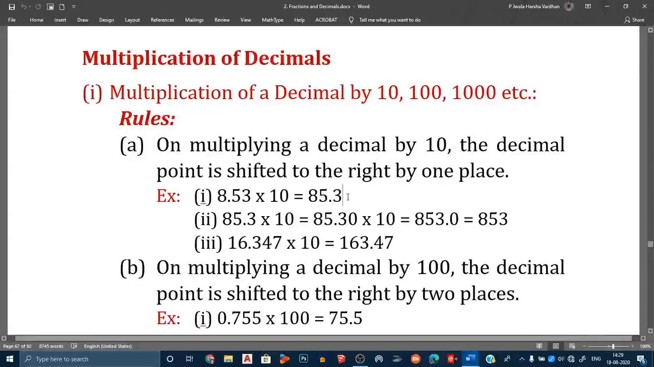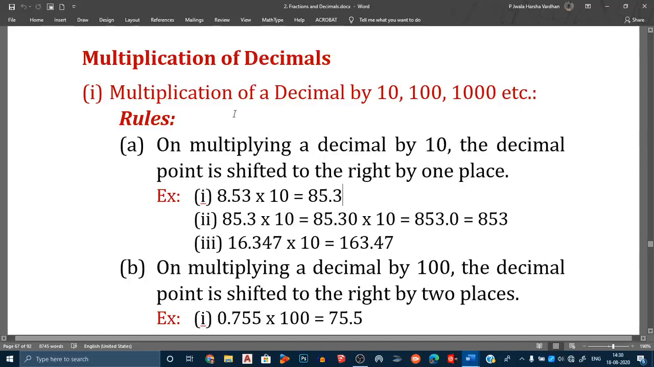Hello, good morning, students. Up to now, we have learned in the fractions and decimals chapter that the addition and subtraction of decimals is over, and the exercise on additions and subtractions is also over. So now it is the multiplication of decimals, multiplication of decimal numbers.